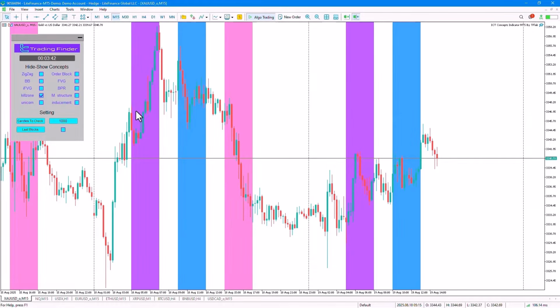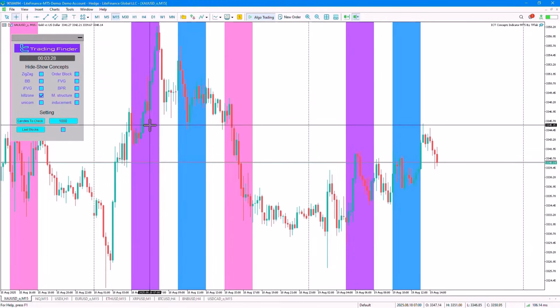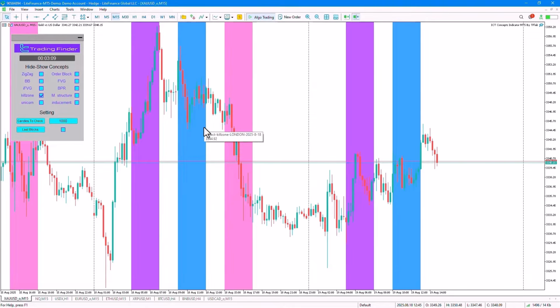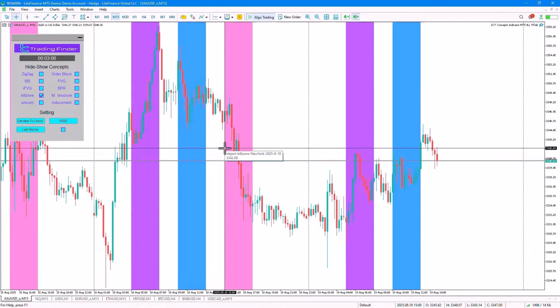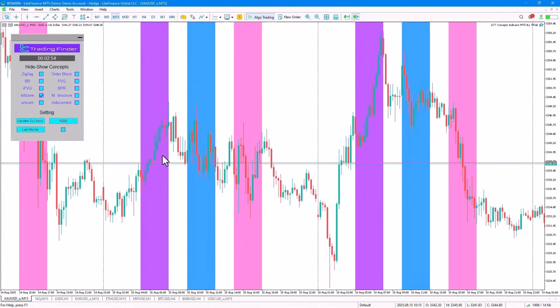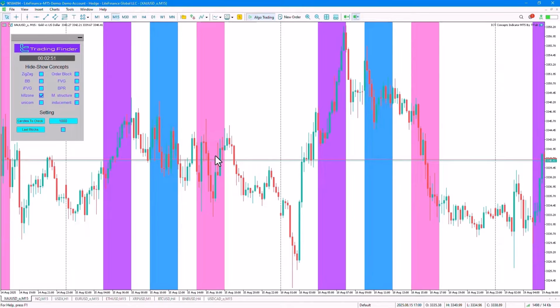The Asian kill zone, which is shown in purple, is marked for us from 8 p.m. to 10 p.m. New York time. This is one of the least liquid kill zones. The next kill zone is the London kill zone, which is marked from 2 a.m. to 5 a.m. New York time. Finally, the next kill zone is the New York kill zone, which is displayed in pink and is marked from 7 a.m. to 10 a.m. New York time. You can use these trading opportunities to enter trades.